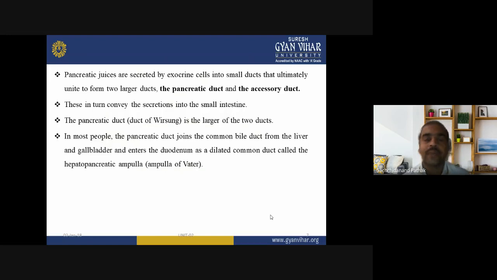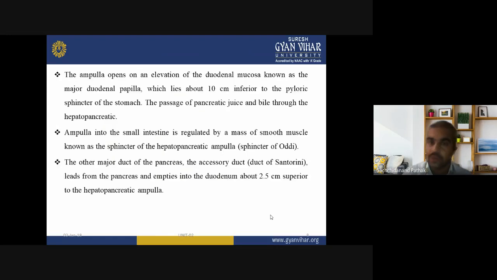Pancreatic juice is secreted by the exocrine cells into small ducts that ultimately unite to form two larger ducts, the pancreatic duct and the accessory duct. These in turn convey the secretion into the small intestine, and the pancreatic duct is the larger of the two ducts. In most people, the pancreatic duct joins the common bile duct from the liver and gallbladder and enters the duodenum as a dilated common biliary duct called the hepatopancreatic ampulla. We discussed all these things in the digestive system, so nothing here needs to be repeated.